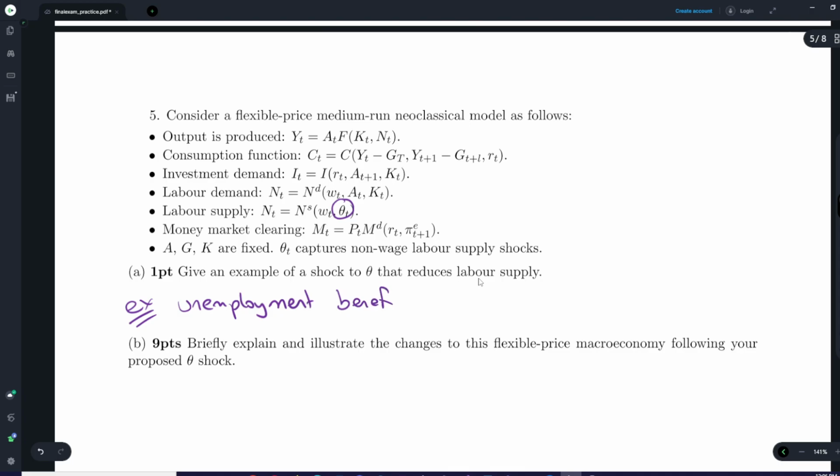The existence of more generous unemployment benefits might make work less appealing, right? We saw this sort of over COVID with the CERB. You pay people to stay at home, they're less willing to work, right? That's the sort of shock that theta is capturing. We are now going to shock the model with a theta shock. We have to say whether it's going to go up or down, but we're going to reduce labor supply.